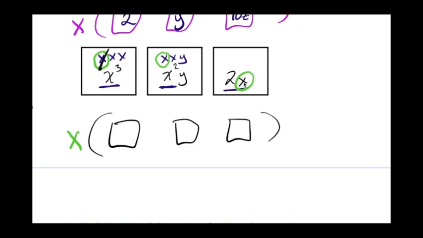Over here, that x is gone. There's only 2 x's left over. Over here, this x is gone. There's only an xy left over. And over here, this x is gone. There's a 2 left over. And that's how you factor out an x.